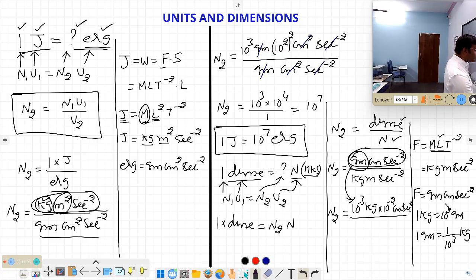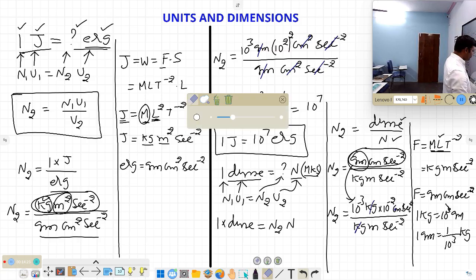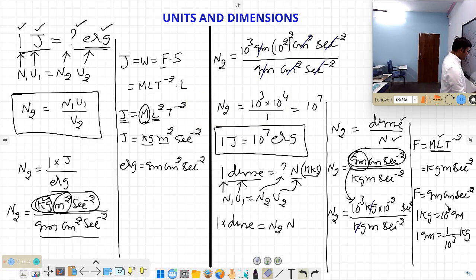Denominator also we are not going to modify because our requirement is conversion of CGS only. Kg m into second minus 2 is the formula. Now you can cancel whatever is required. Here kg gets cancelled, and here we have a small error. This is not centimeter. What is this one? This is meter, because we already converted it. So if you cancel this, meter gets cancelled, second square gets cancelled.